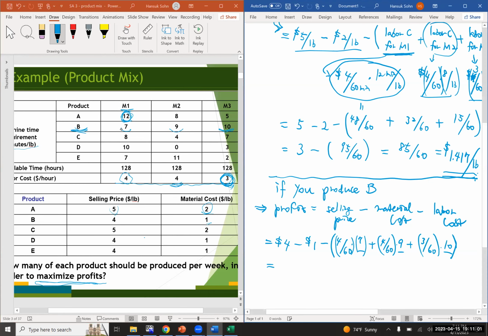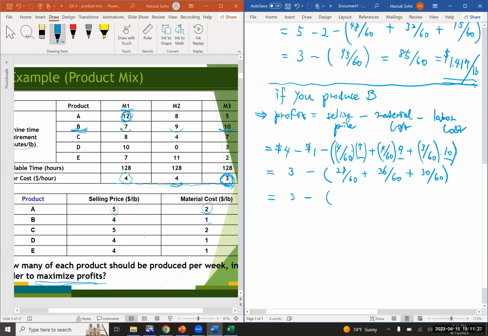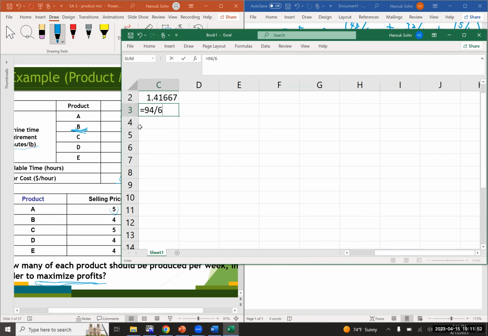So how much is that? 3 minus 28/60 plus 36/60 plus 30/60. Then again, that's going to be 28, 36, 30, so that's 94, 94/60. So how much is that? 1.5666.